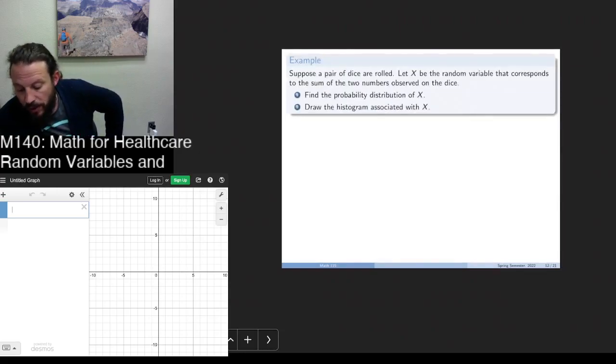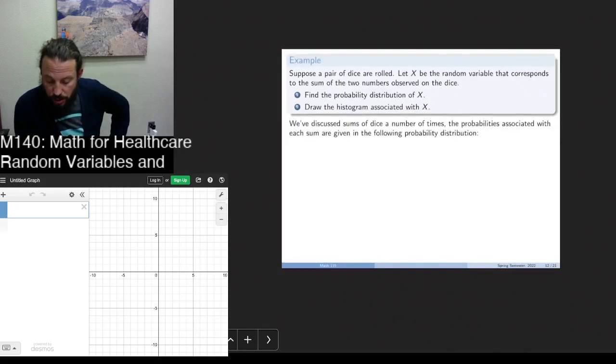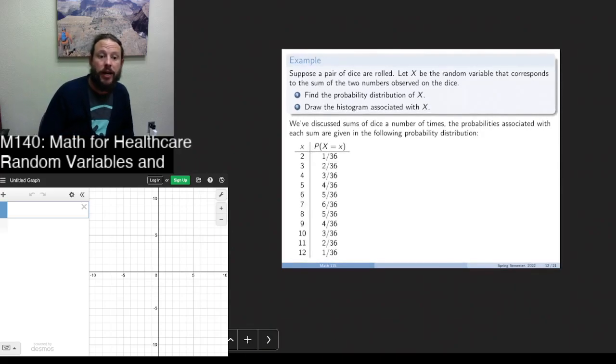Okay, suppose a pair of dice are rolled. Let x be the random variable that corresponds to the sum of the two numbers observed on the dice. So let's find that probability distribution. You could try it on your own. All right, we've done this. But what are the possible values of x? Well, they're from 2 to 12.